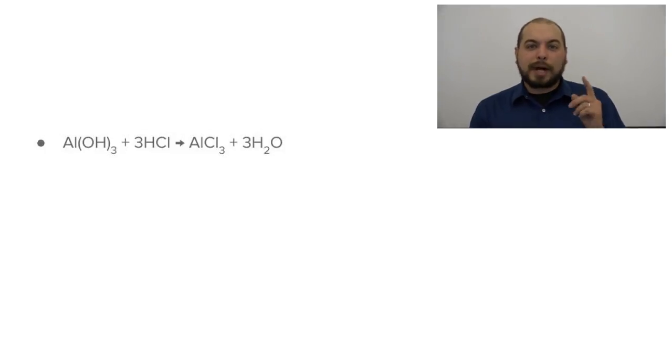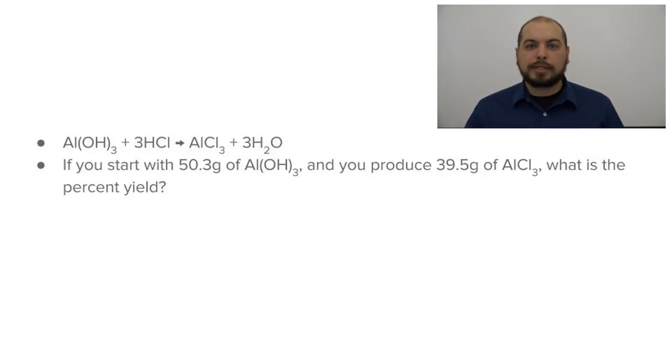All right, in this practice problem, I want you guys to try it on your own. Here we have a balanced chemical reaction between aluminum hydroxide and hydrochloric acid. Now, I'm giving you the fact that we had originally 50.3 grams of aluminum hydroxide reacted. Now, at the end of the reaction, we've been able to isolate 39.5 grams of aluminum chloride. This would be our actual yield.